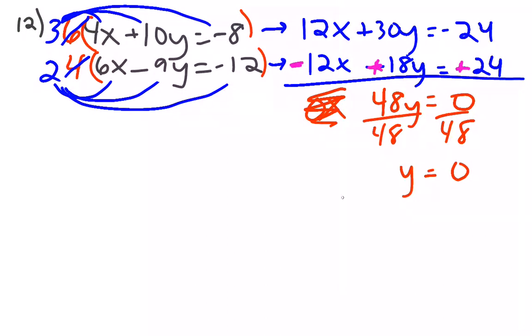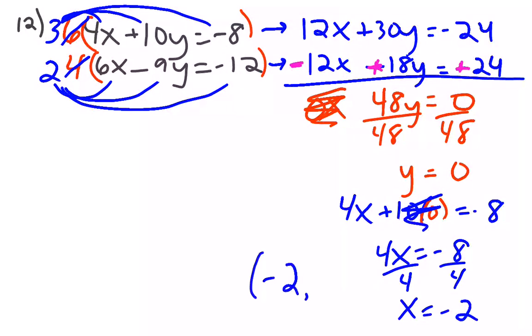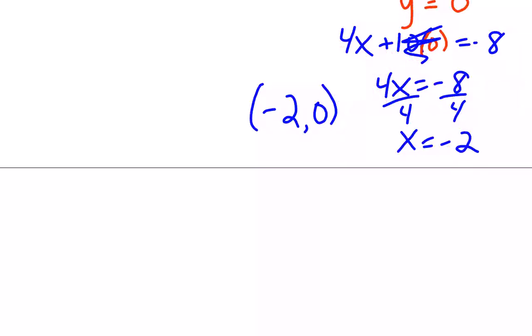I'm going to use the first equation. 4x plus 10 times, what did we get for y? We got 0, equals -8. So that's going to cancel, and I get 4x equals -8 divided by 4. So x equals -2, and my y value I found was 0. I think that's it. Yep.